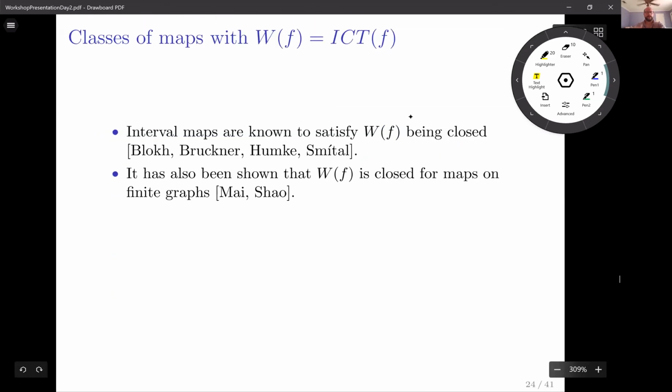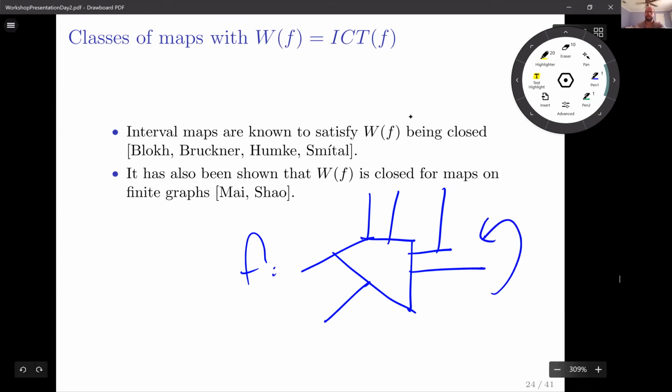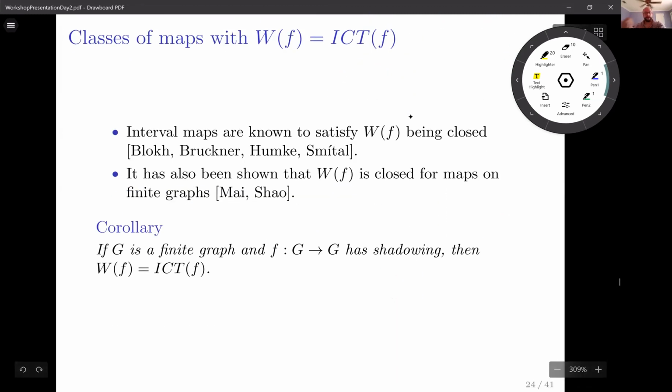All right. And a similar result has been shown for maps on finite graphs. So even if your underlying space was a triod, or maybe something kind of goofy like this, if you had a map from this space to itself, then the omega limit set collection is closed in 2 to the X. And so what our result says is that if we have a finite graph and a map with shadowing, then the omega limit sets are perfectly characterized as the ICT sets. So this gives us a way to identify whether a set is the omega limit set of some point, which is a pretty powerful thing because it's an internal characterization. We don't have to calculate an omega limit set. All we have to do is address whether that set is a closed internally chain transitive set.